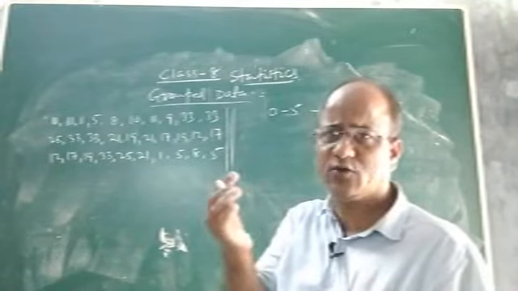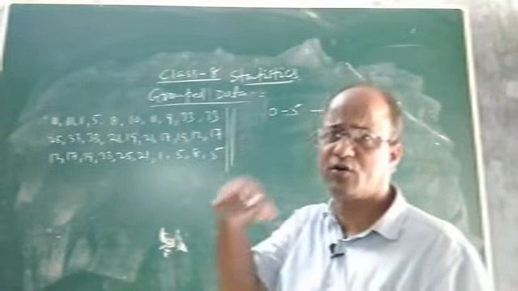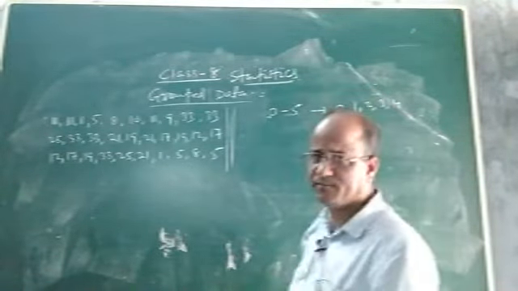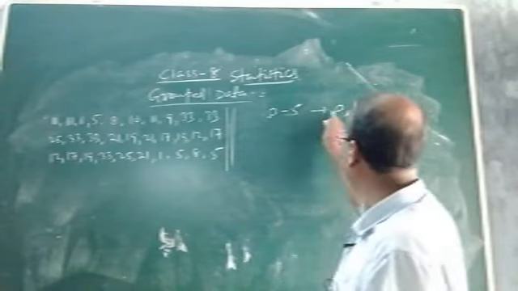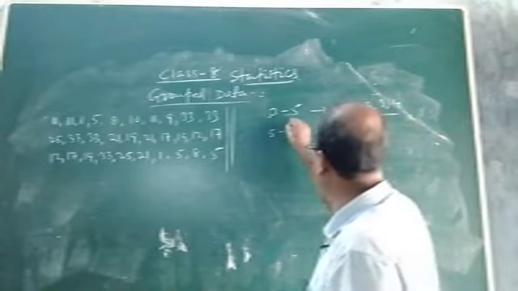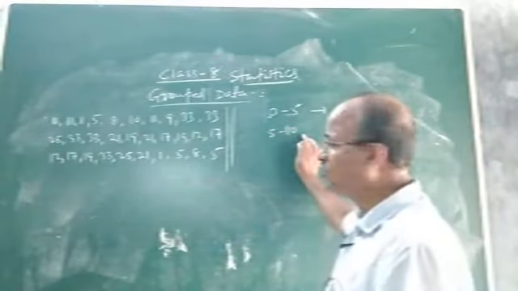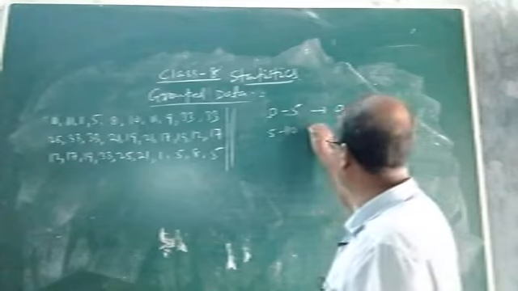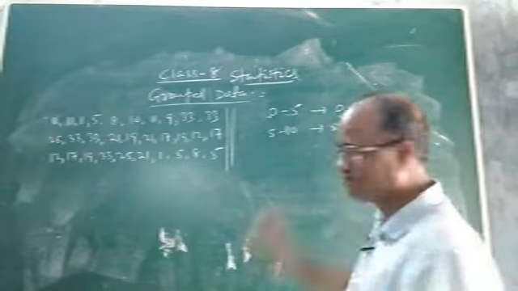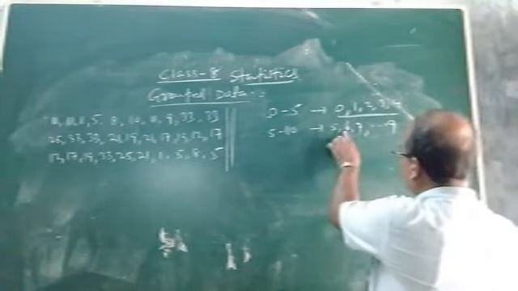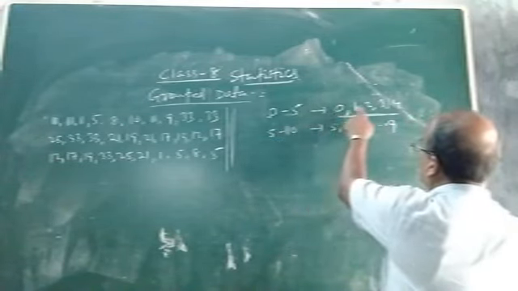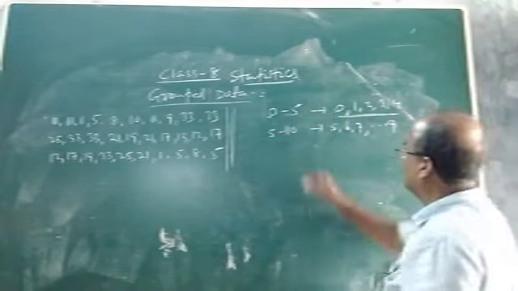What is grouped data, that I am trying to explain. A group means it consists of some ungrouped data. Say 0 to 5 means which observations will come? 0, 1, 2, 3, 4. Then 5 to 10, suppose the next group. It contains which observations? It will contain 5, 6, 7, up to 9. That means 5 millimeter, 6 millimeter, up to 9 millimeter will come in this group. And 0 millimeter, 1, 2, 3, 4 millimeter will come in the earlier group.